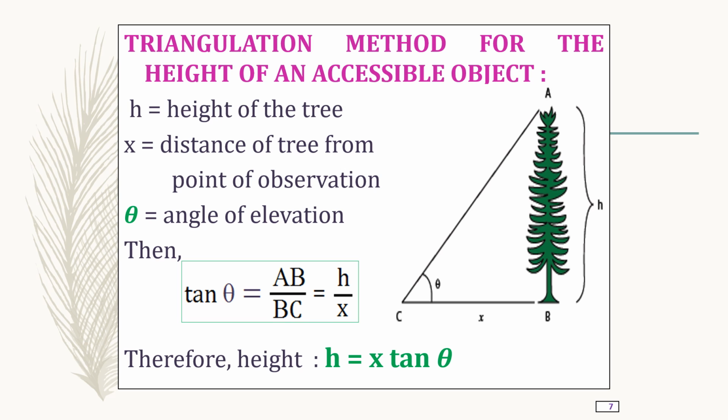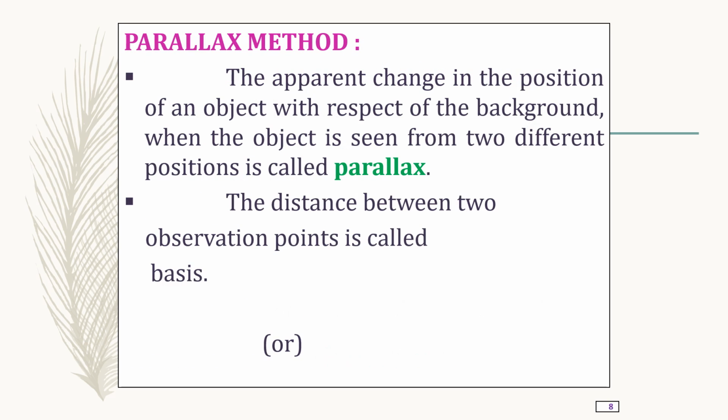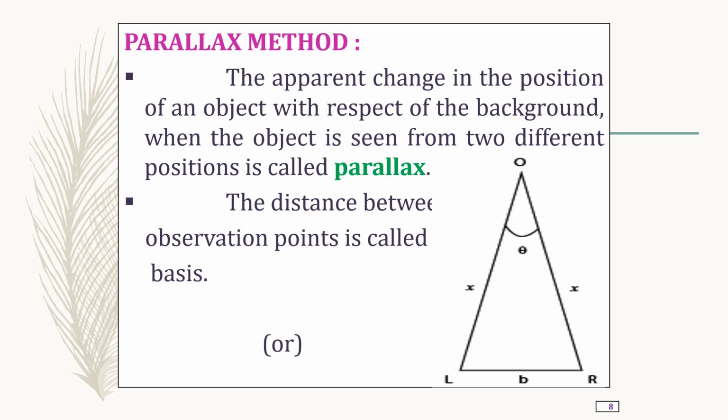Very large distances such as the distance of a planet or a star from the Earth can be measured by the parallax method. The apparent change in the position of an object with respect to the background when the object is seen from two different positions is called parallax. The distance between two observation points is called basis. So here is the diagram shown.